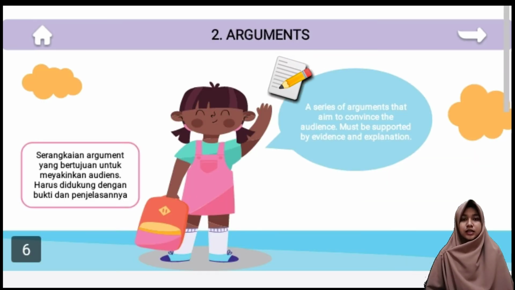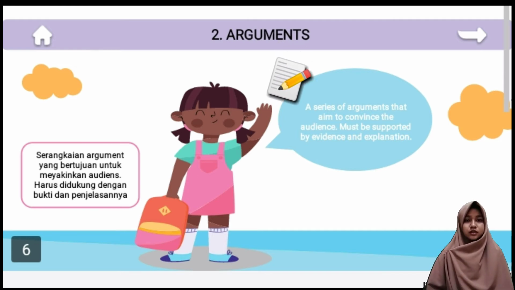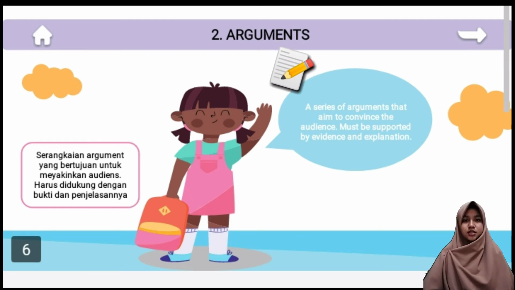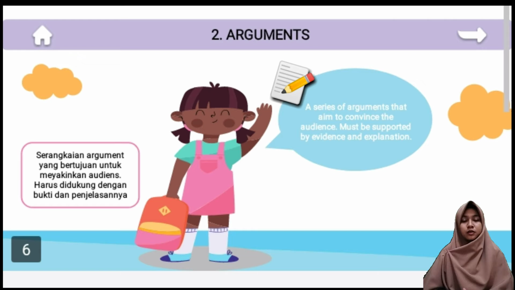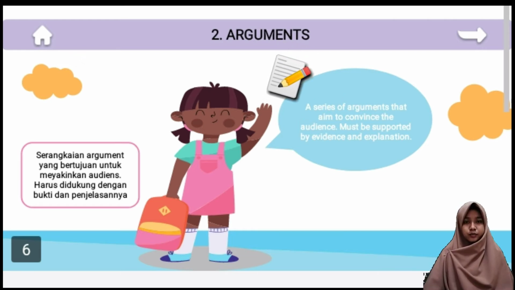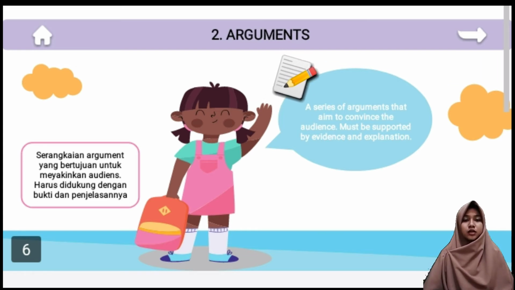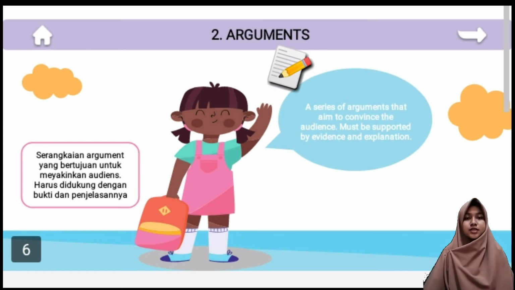The second is arguments. Arguments means a serious part of arguments that aim to convince the reader. So the writer explains their arguments to support their position. If the writer is pro, they will explain their arguments why they are pro, and if they are contra, they will explain their arguments why they are contra about a topic.